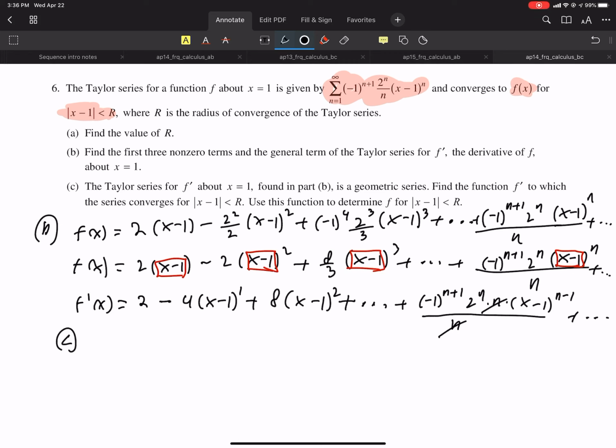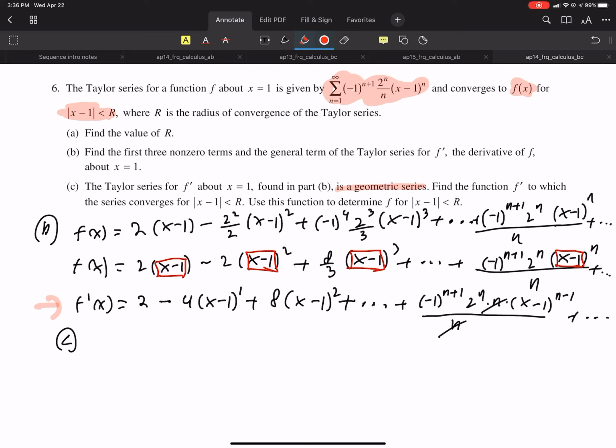So they're going to tell us in part C that we have a geometric series. This here is geometric. And you want to determine, okay, we want a couple things. First, let me read this. The Taylor series found in part B is geometric. Find the function f to which the series converges.